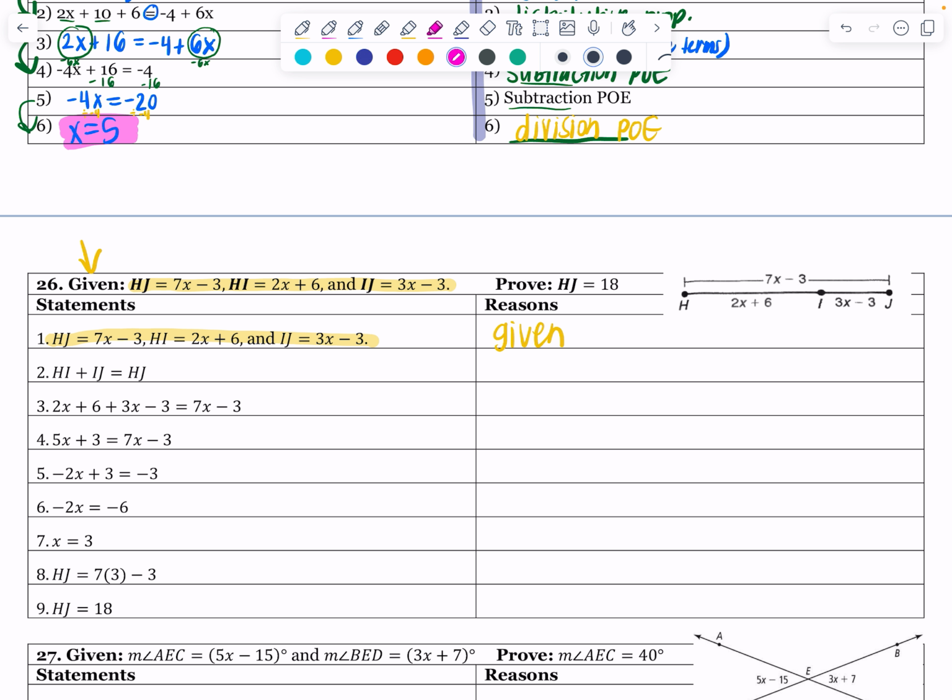Ultimately, this time, they tell you what you're trying to prove is HJ equals 18, which is already listed there for you. So what we're trying to do is figure out how do I start with the yellow and end at the pink, and we're going to explain our entire process.